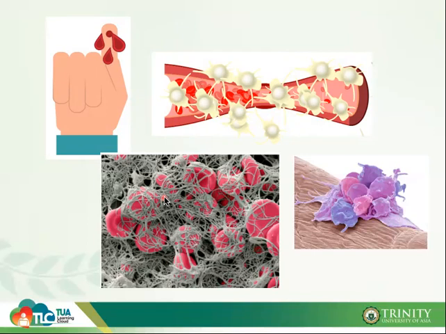Second, what is the other name of your primary hemostatic plug? That is your platelet plug. And finally, what do you call the secondary hemostatic plug? That is your fibrin clot. What stabilizes your fibrin clot? That is your activated factor 13.